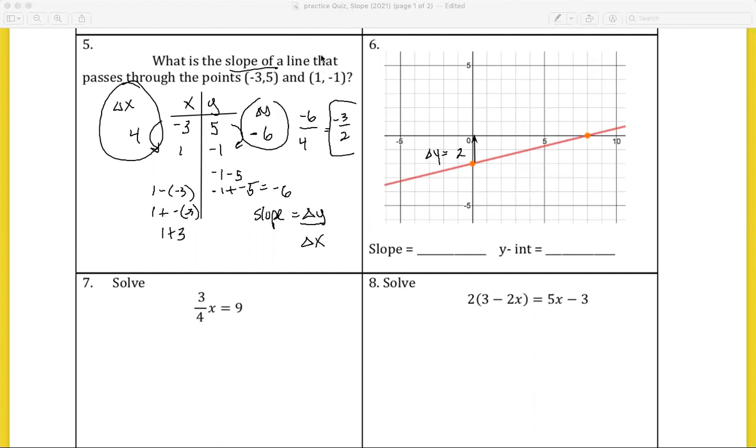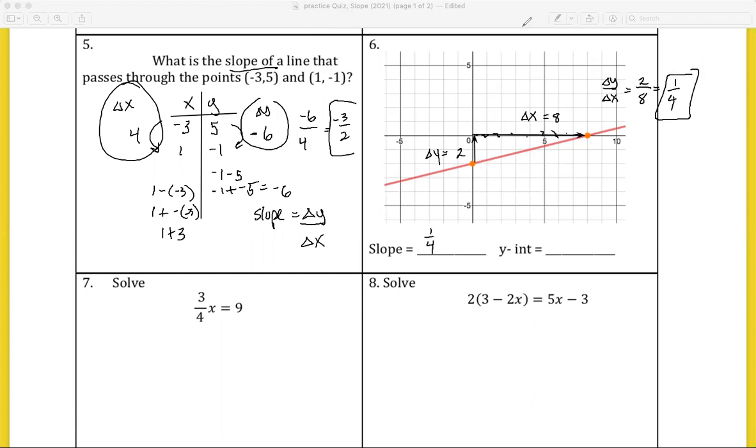And then I need to go over, straight over until I get back to my line. How far did I go? I can just count boxes. 1, 2, 3, 4, 5, 6, 7, 8. So the change in x is +8. So the change in y over the change in x is 2 over 8, which simplifies to 1/4. So the slope is 1/4.